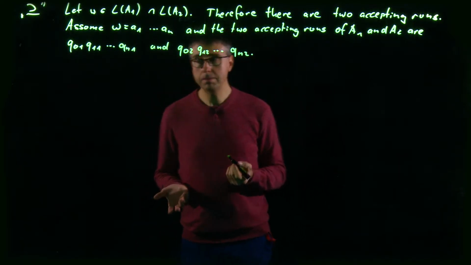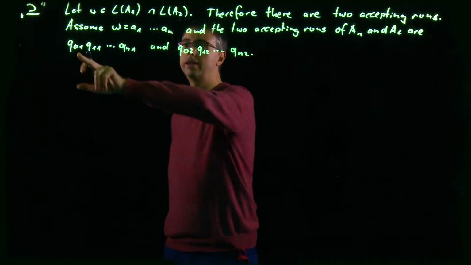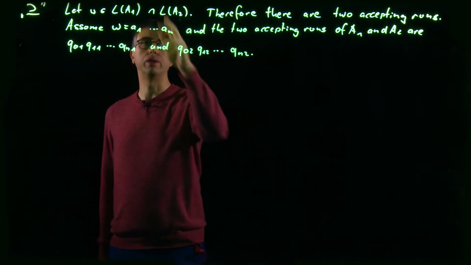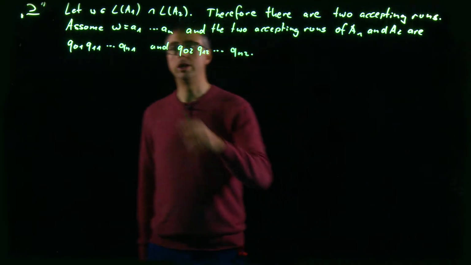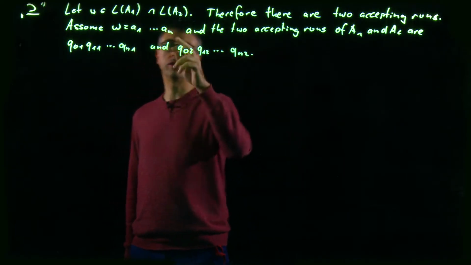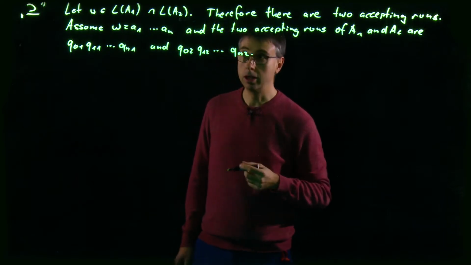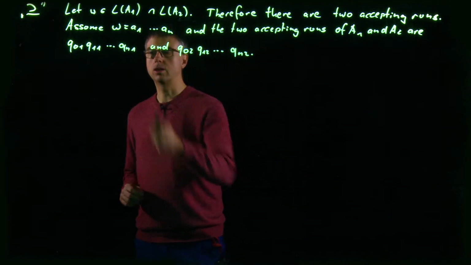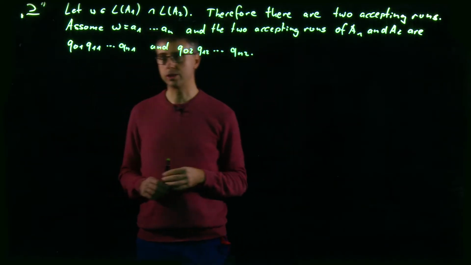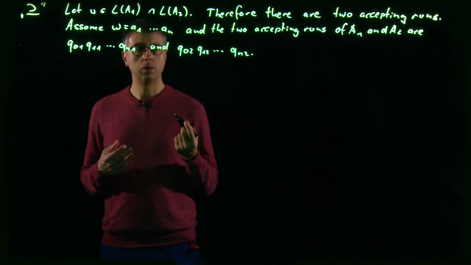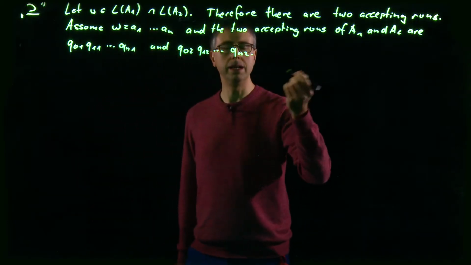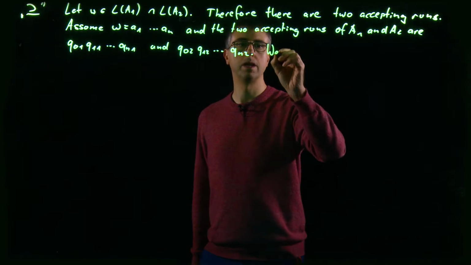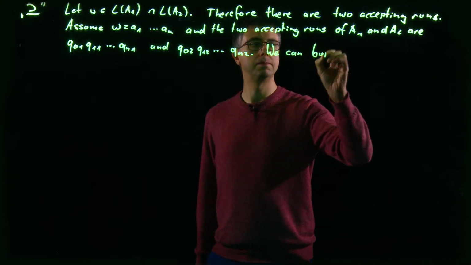These two runs are accepting, so we know that, for example, q_0^1 is an initial state of the first automaton, q_0^2 is an initial state of the second automaton. We know that q_n^1 is an accepting state of the first automaton, and q_n^2 is an accepting state of the second automaton. And we know that the transition relation corresponds to the transitions between the states here. So we can build a new run. We don't know that it's a run yet, but we can build a sequence.